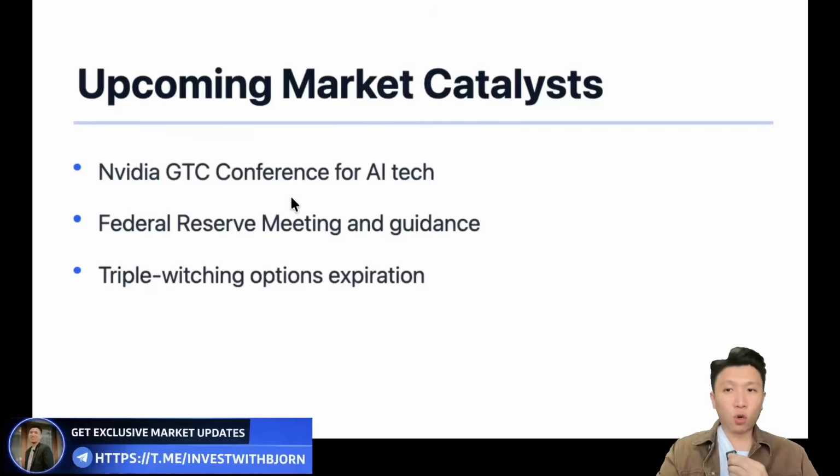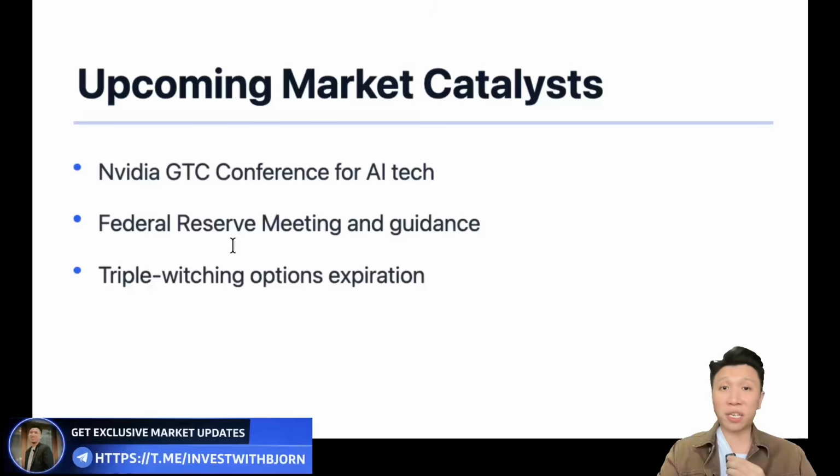Now, next week could be particularly volatile because we have several major events approaching simultaneously. The first one is not related to the war, but it's actually Nvidia's GTC conference for AI tech. This could influence the AI sector depending on what Jensen Huang says. And this might give a little bit of relief for the market, knowing that AI is still the driver in the long term.